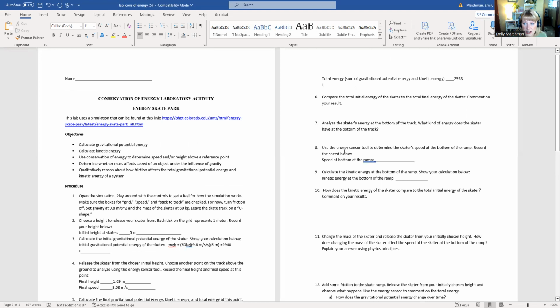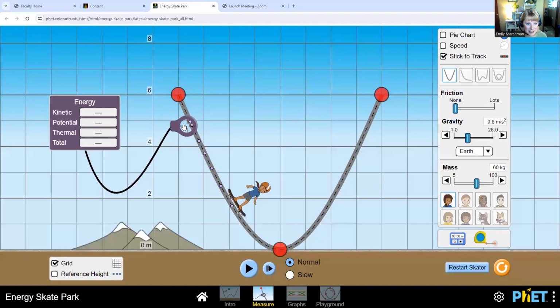Now notice that it wasn't exactly what we had originally, 2,940 joules. That might be because maybe she wasn't exactly 5 meters above the ground. Maybe I didn't release her at the right spot. But notice they're pretty close, right? And they should be the same, right? In fact, let's go back and actually check what her initial height was, because maybe I thought it was 5 and it's not actually 5. Let's see. Oh, so her initial height was actually 4.98. So let's see if that changes anything.